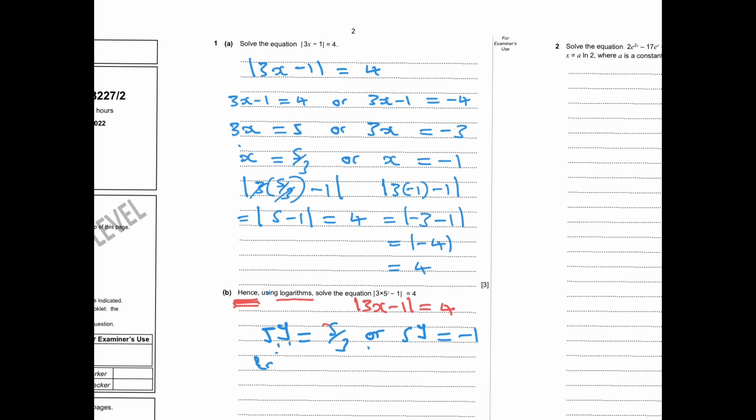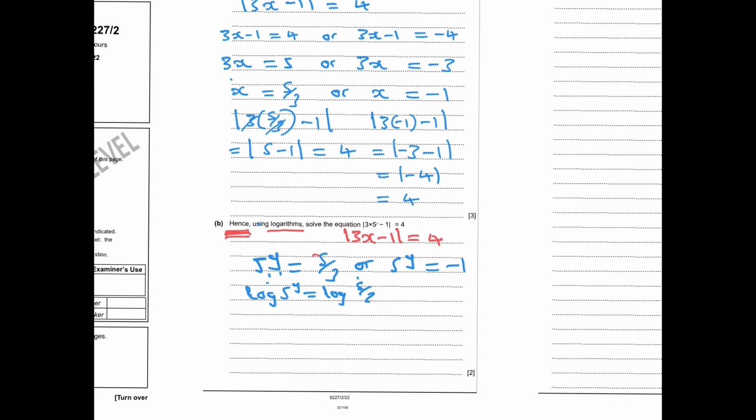So if I have log of 5 to the power of y is equal to log of 5/3, okay. And then, of course, for me to solve for y, I need to apply the power law here. I'll bring down the power. What am I going to have? I'm going to have y log of 5 is equal to log of 5/3. All right, of course, we have to divide both sides by log 5. So I'm going to get y is equal to log 5/3 divided by log 5.